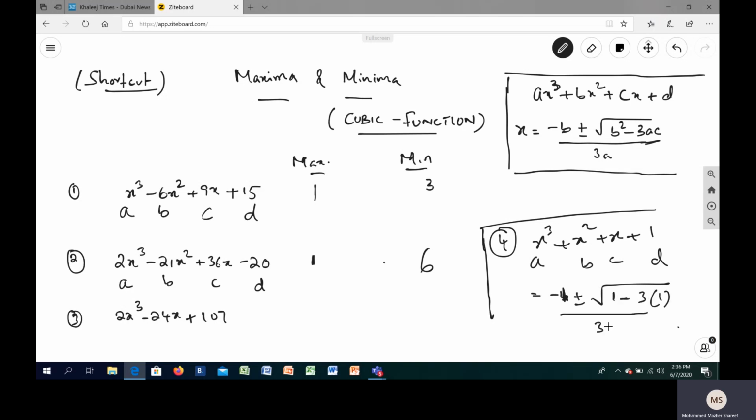Here students can understand that the result is not real. It is going to give you i, that is iota. So for this particular cubic function, there is no maximum and no minimum. Isn't it great? Because we are getting a complex root, there is no real root to it. So there is no maxima and no minima.